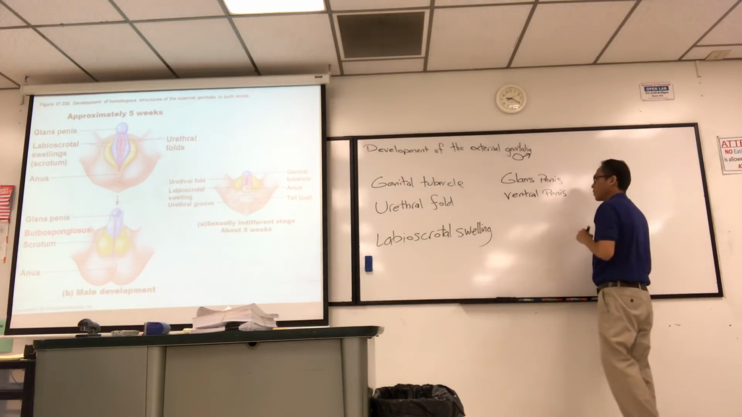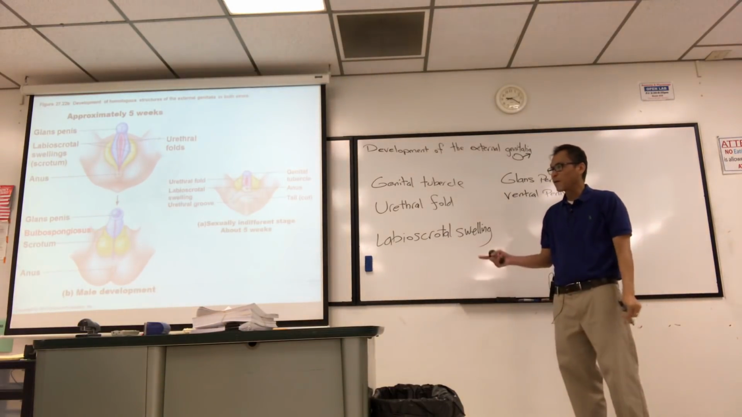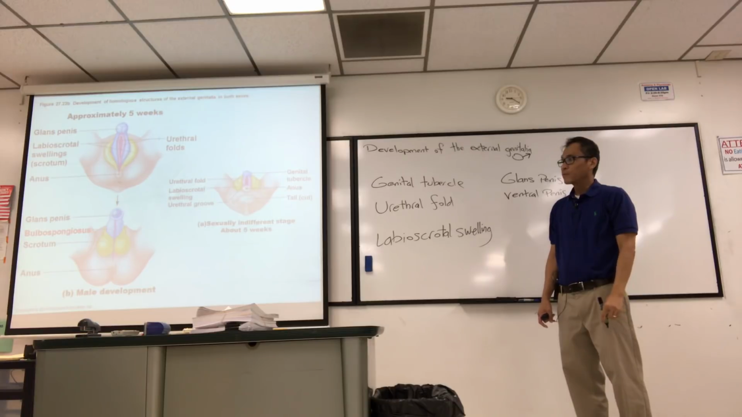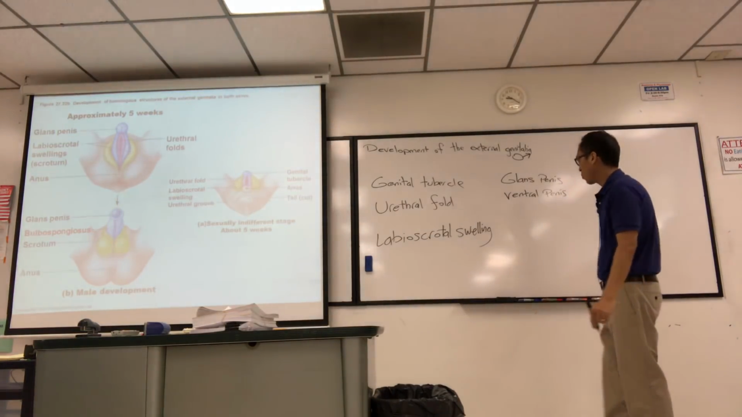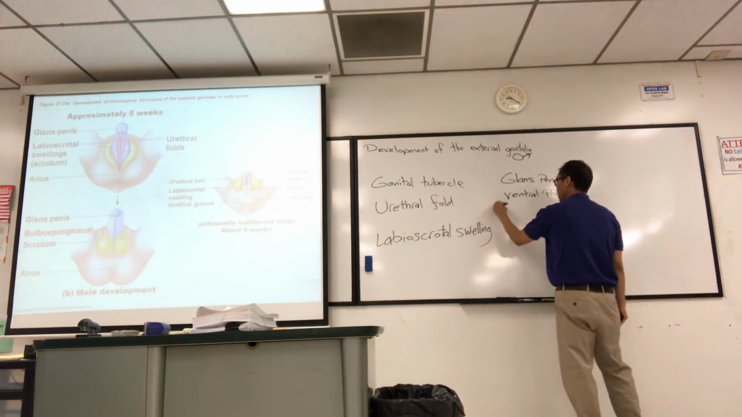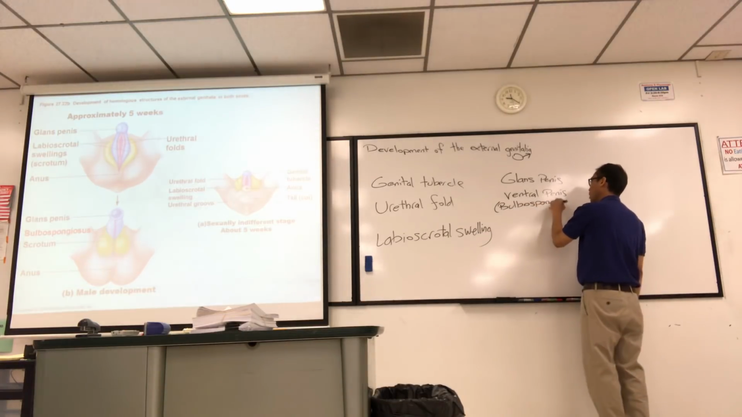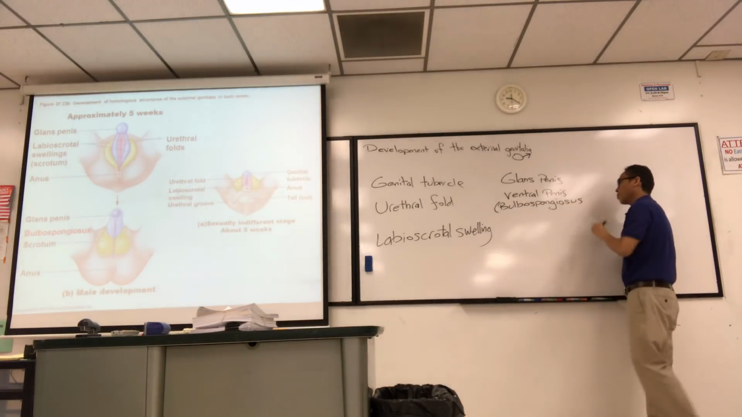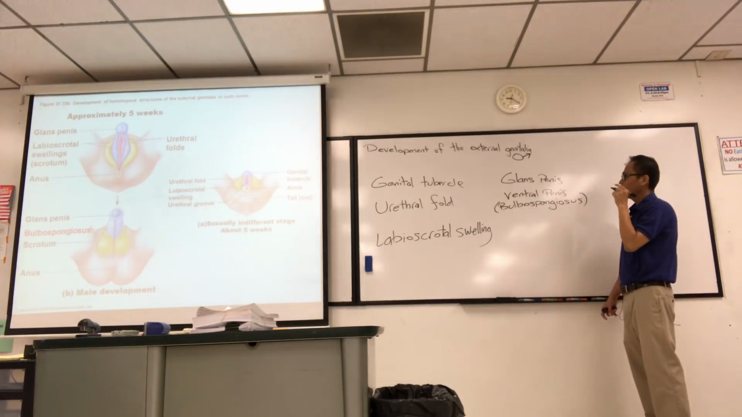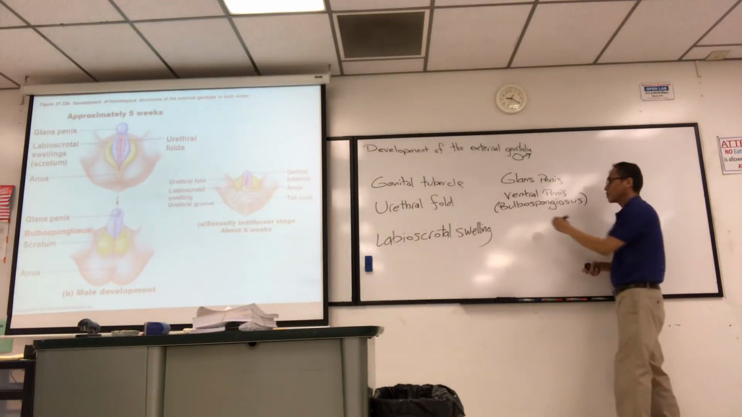Now on the slide, I put the name of a muscle that's deep to the skin there, called the bulbospongiosus muscle. It wraps the penis at the root there, so I'll put that in parentheses. That's a muscle you've got to know. This bulbospongiosus is closed in the male.